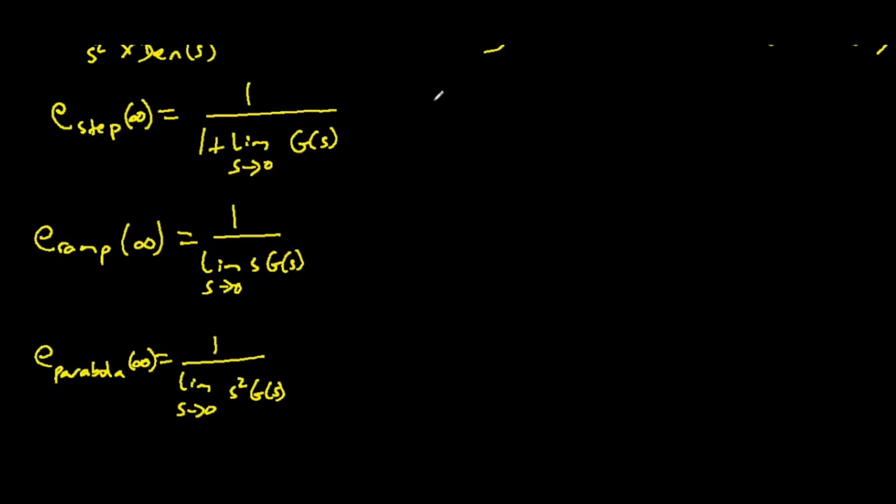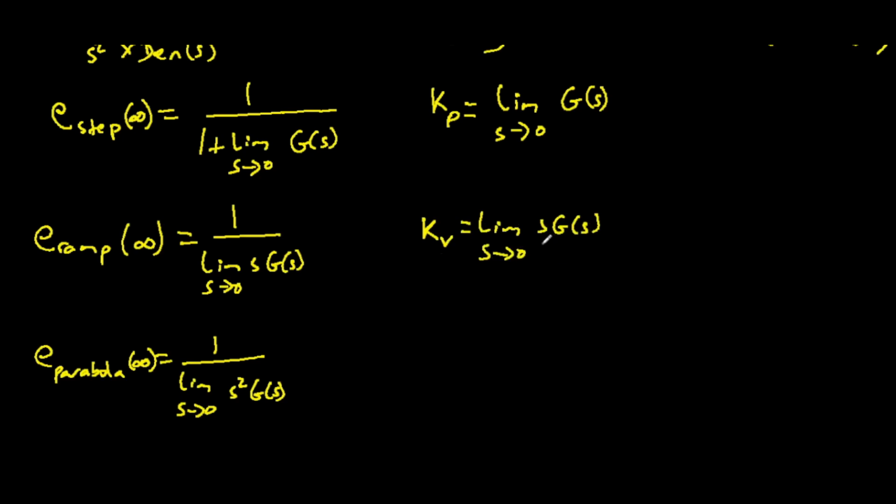So we have some certain variables that we use regularly. There's a Kp, and we define that as the limit as s tends towards 0 of G of s. We call this the position constant. Then we have another variable that we call Kv, that we define as the limit as s tends towards 0 of s G of s. This is called the velocity constant. So this is the position constant, this is the velocity constant.